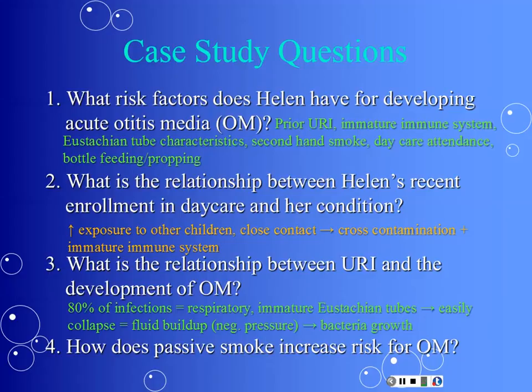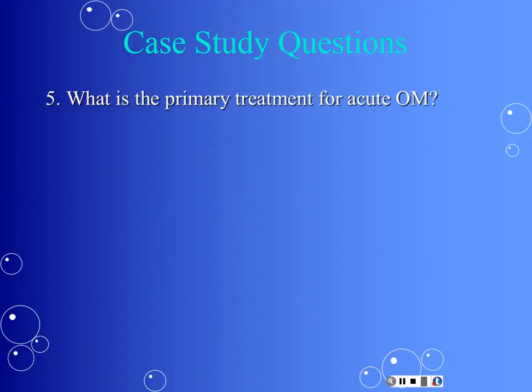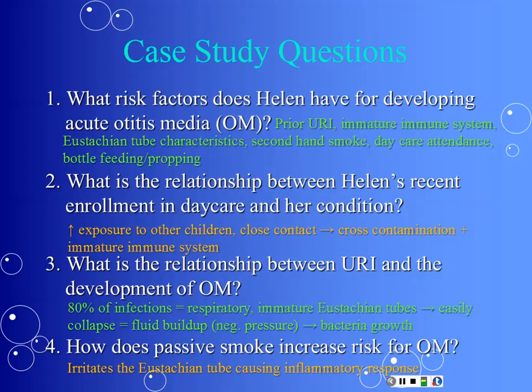How does passive smoke, how does dad smoking increase her risk for otitis media? And it doesn't help her upper respiratory either. Basically, it irritates those eustachian tubes and passages and linings of the upper respiratory, and it causes that inflammatory response. Yep. And I'm going to post these too.